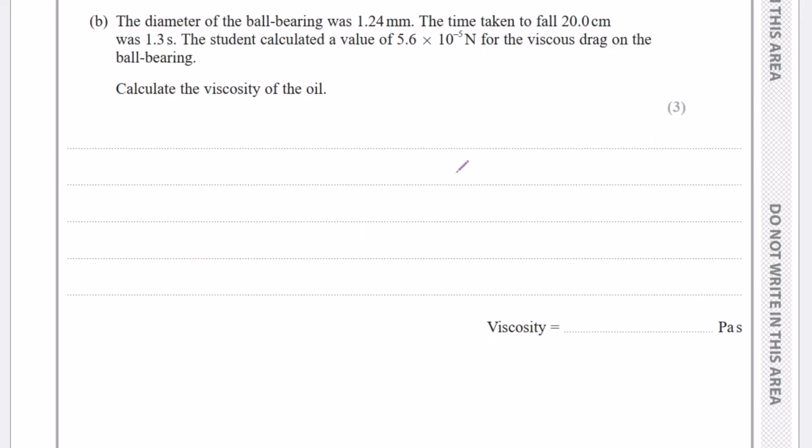The next part of the question says, the diameter of the ball bearing was 1.24 millimeter. The time taken to fall 20 centimeter was 1.3 seconds. The student calculated a value of 5.6 times 10 to the power minus 5 Newton for the viscous drag on the ball bearing. Calculate the viscosity of the oil.